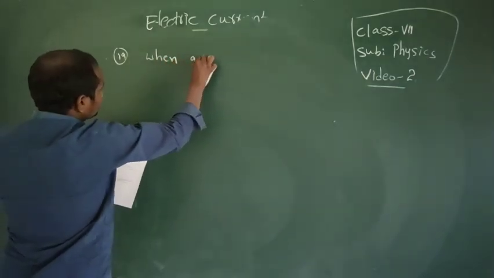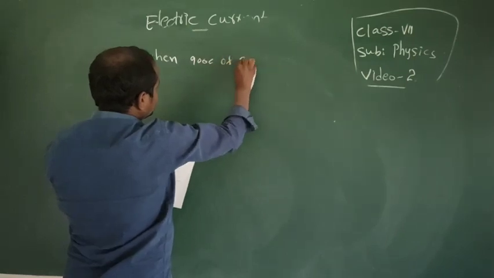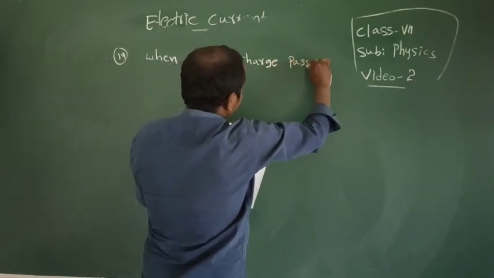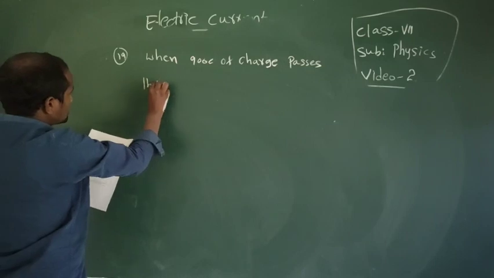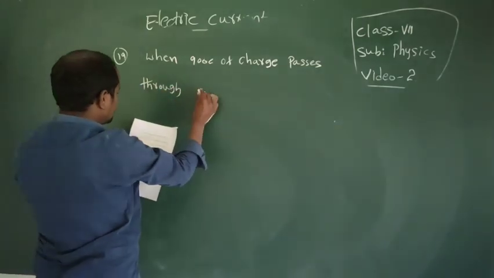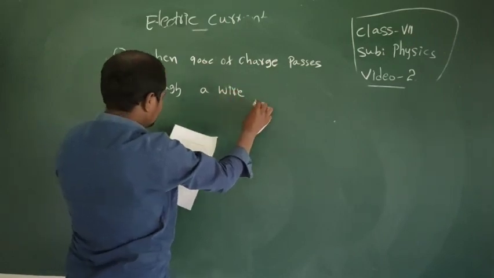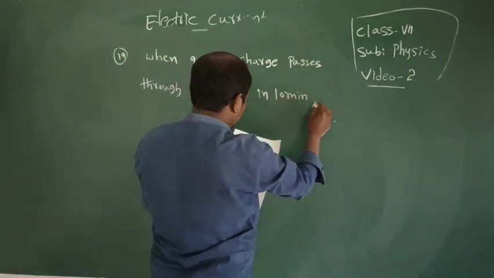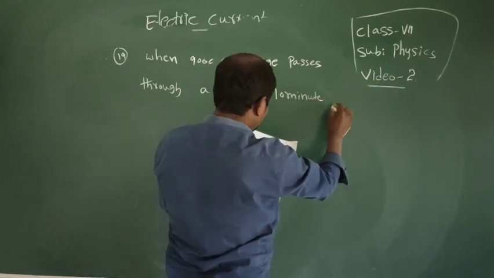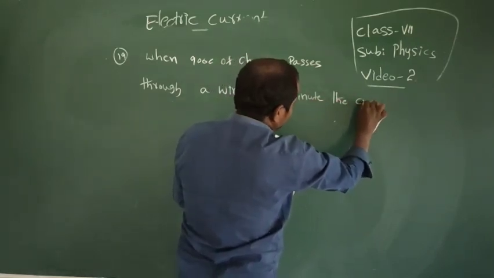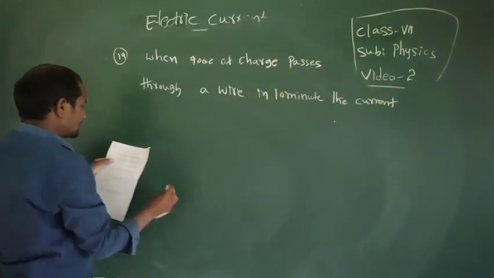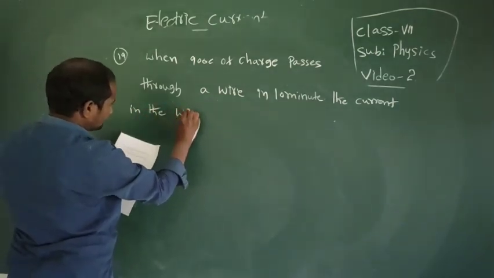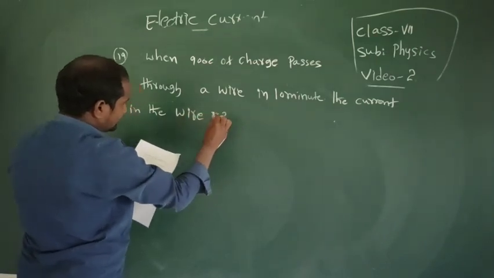When 900 C of charge passes through a wire in 10 minutes, the current in the wire is?